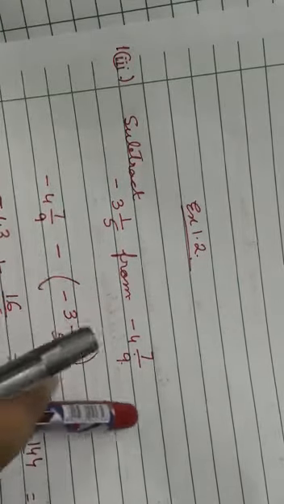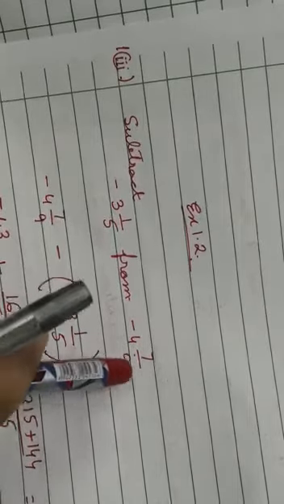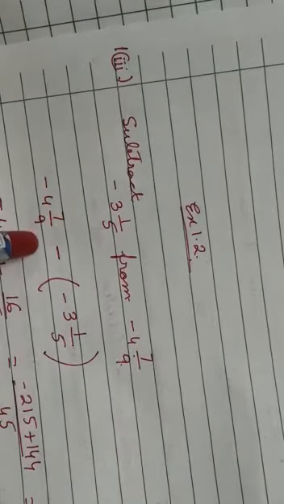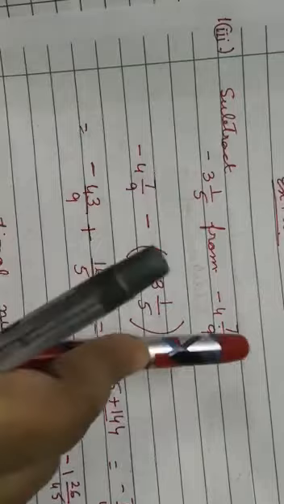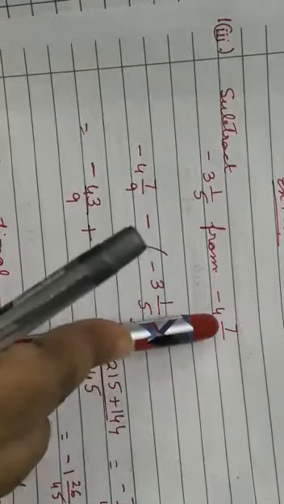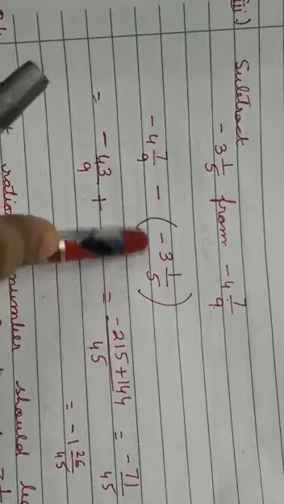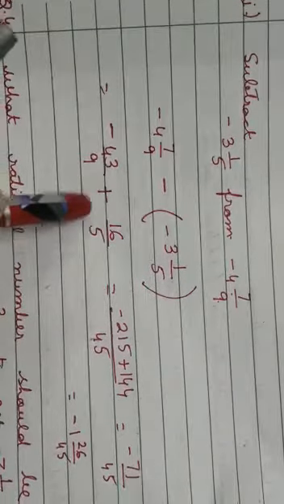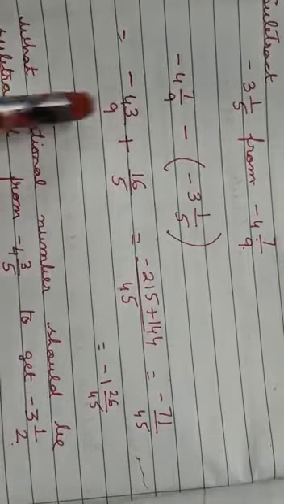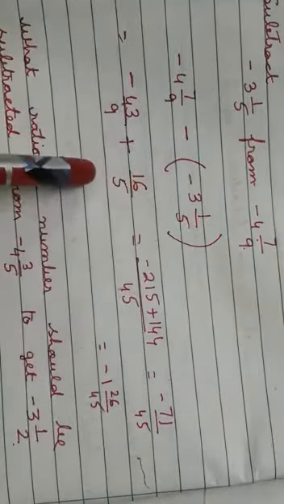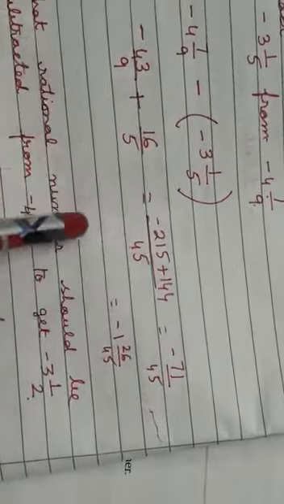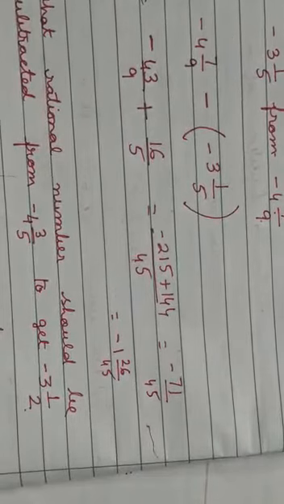So this should come first, because I have to subtract from this. And whatever I do, I have to subtract, that means minus of minus 3 1 by 5. So be careful, okay? First this has to come because I have to subtract from this, and then minus of whatever I have to subtract. So minus and minus becomes plus. Then the normal thing, minus 43 by 9 plus 16 by 5. You take the LCM 45 and this comes out to be equal to minus 126 by 45.